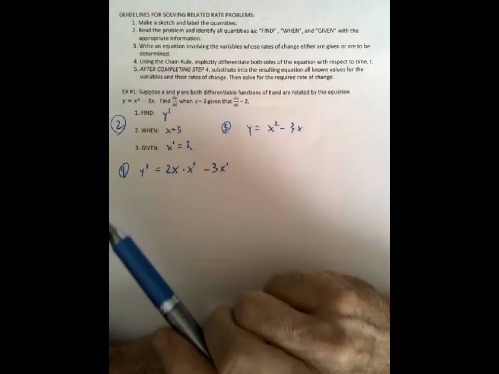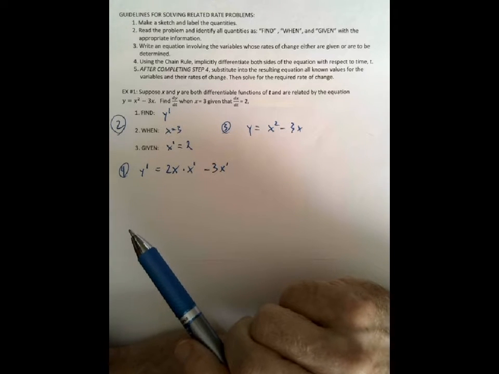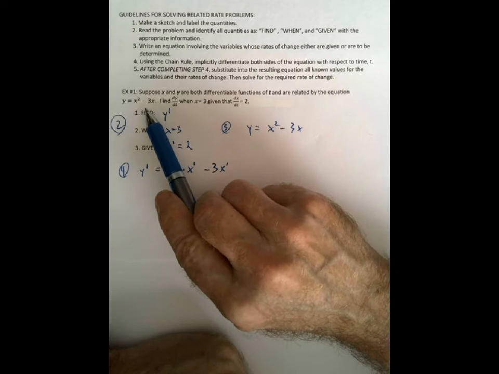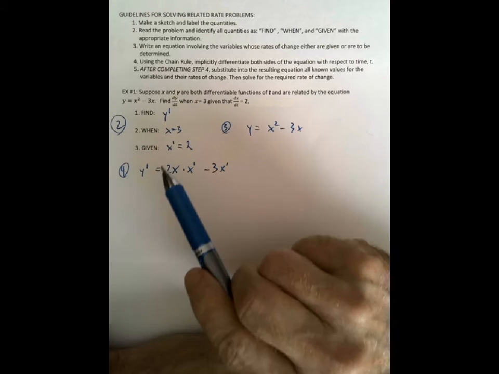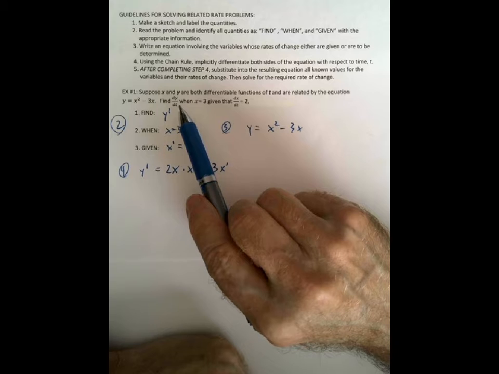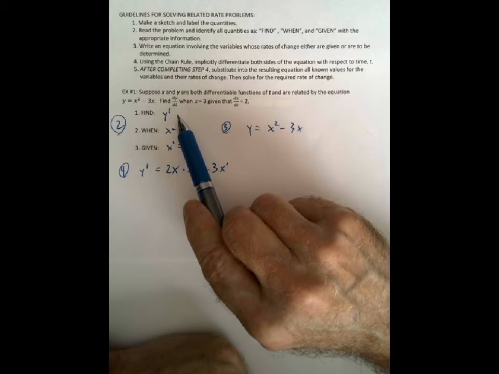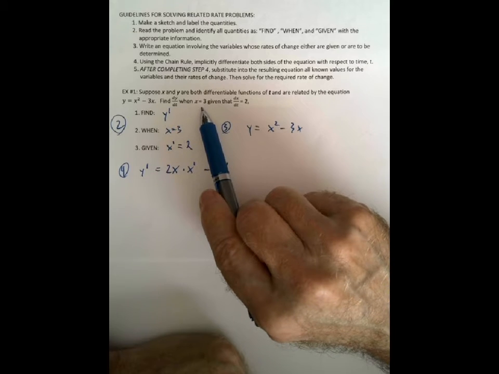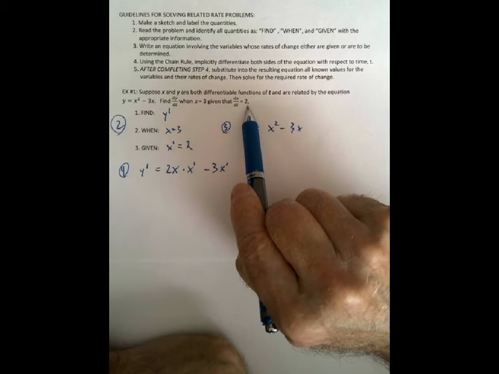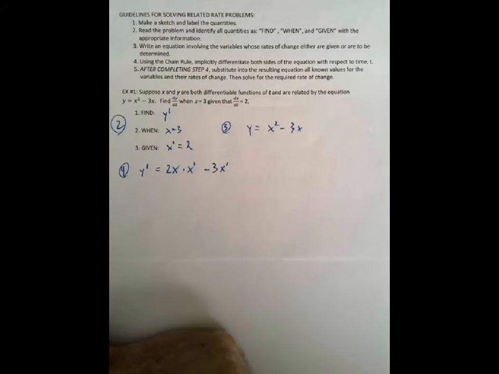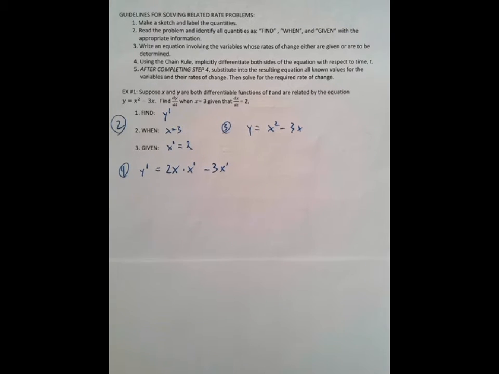Suppose x and y are both differentiable functions of t and are related by the equation x squared minus 3x. They want us to calculate or find dy/dt, in other words y prime, when x is equal to 3, given that dx/dt is equal to 2. In other words, given that x prime is equal to 2. Now we're going to use implicit differentiation here in order to take the derivative. We'll get to that in a minute.